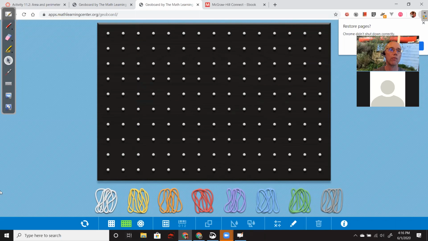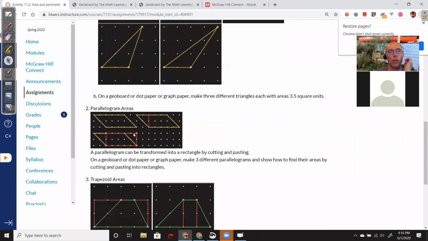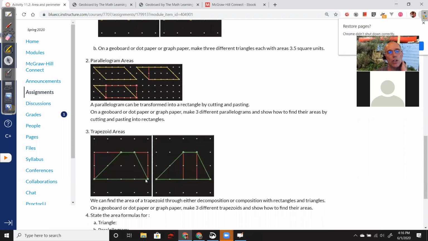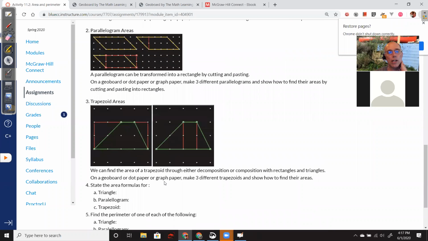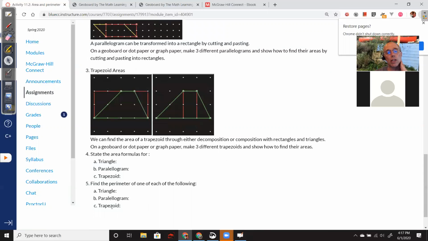If you can try and finish this, great. Otherwise, I'm going to go over some of the rest of this next class, where we're going to play with parallelogram areas and trapezoid areas, and then their formulas. And then we'll do a little with the Pythagorean theorem, which we looked at a while ago. We're going to review that here.